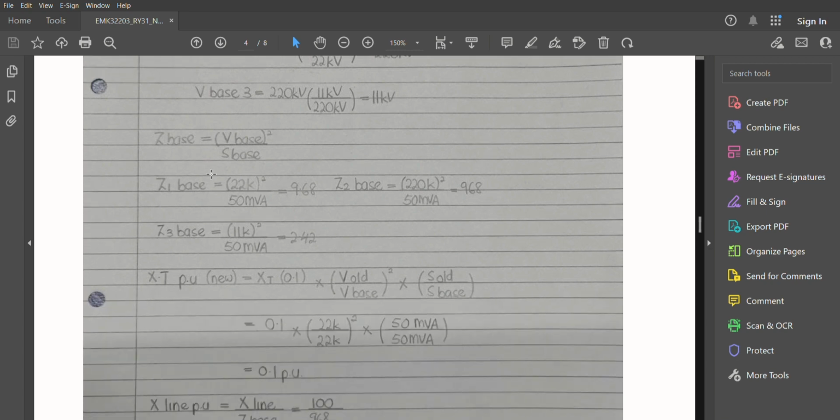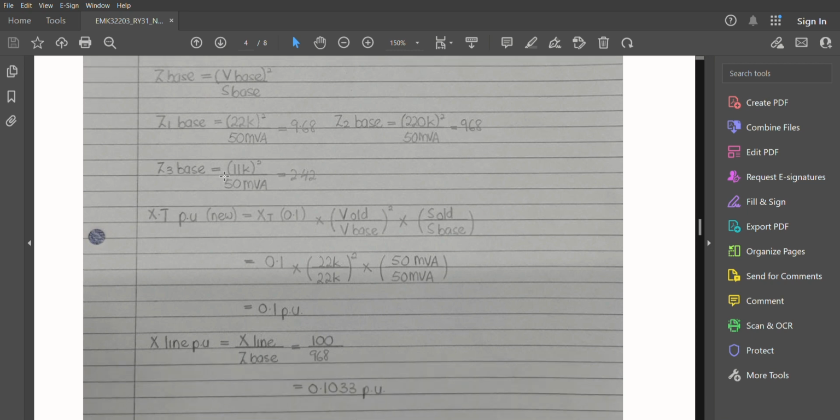And as for Z base, this is the Z base formula. Z1 base is 22 kV squared over 50 MVA, which equals 9.68. For my Z2 base, it is 220 kV squared over 50 MVA, which is 968. And for my Z3 base, it is 11 kV squared over 50 MVA, which equals 2.42.